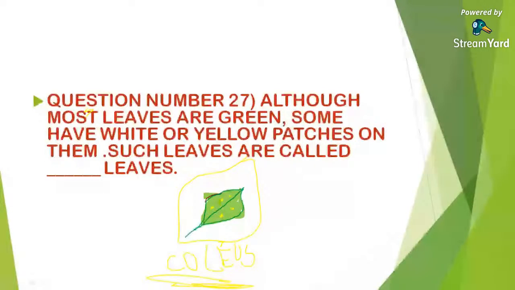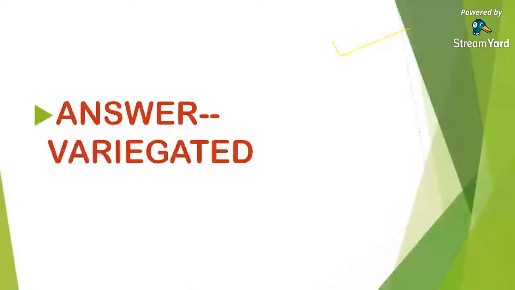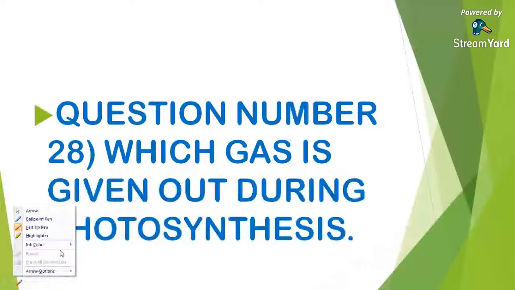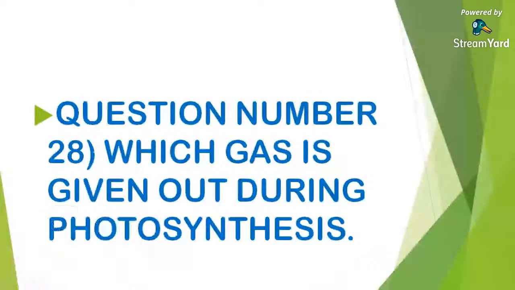Now, the next question is question number 28. Which gas is given out during photosynthesis? This question is very easy, but generally students make mistakes. Because when this type of question comes, they give an answer and that is wrong. So you all don't make mistakes and give the correct answer. Which gas is given out during photosynthesis? So when we talk about photosynthesis, which gas? Just now we have discussed the two end products of photosynthesis, and out of the two, one is carbon dioxide. Look, you gave the wrong answer.